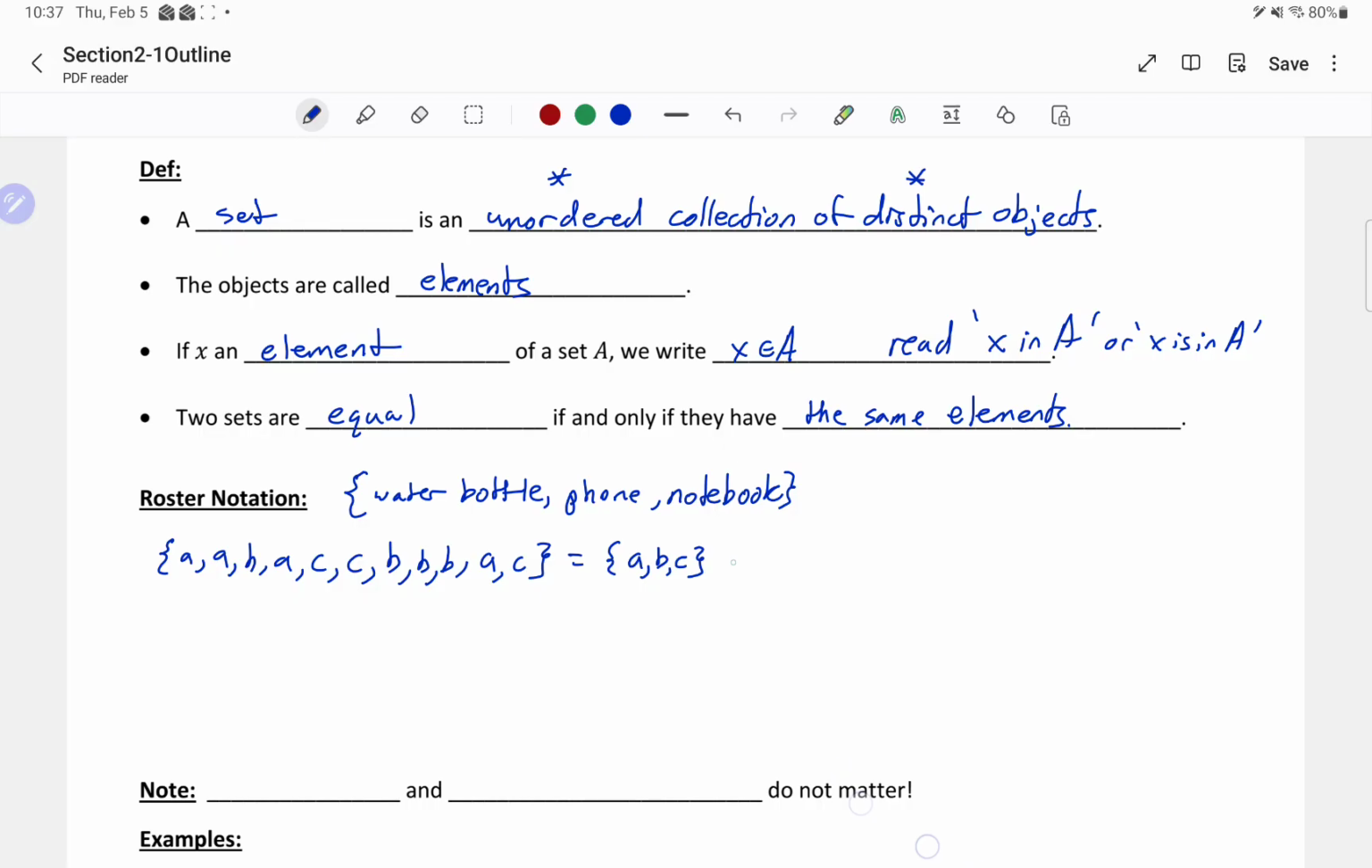All right, and it's unordered. So this is the same thing as saying C, B, A. All right, these are the same thing. Now, very important, notation matters. These curly braces are what indicate that this is a set. Okay? This is not the same thing as A, B, C without braces. This is ordered.